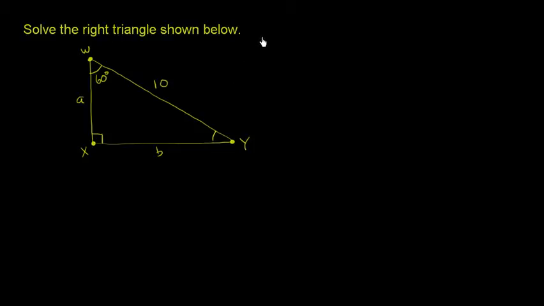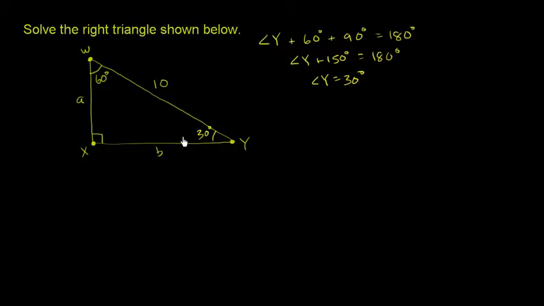Well, if you just remember that angle y plus the other two angles are going to be the sum of all of the angles in the triangle. And the sum of the angles in any triangle has to add up to 180 degrees. And so we just have to solve for angle y now. We get angle y plus 150 degrees is equal to 180 degrees. Subtract 150 degrees from both sides, you get angle y is equal to 30 degrees.